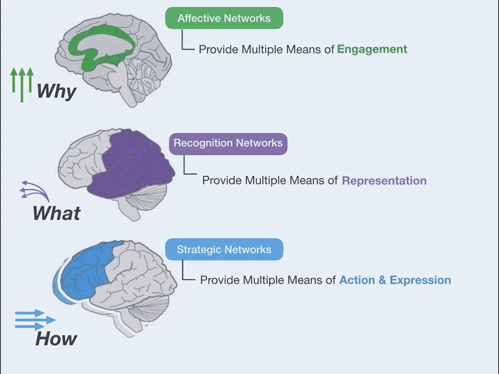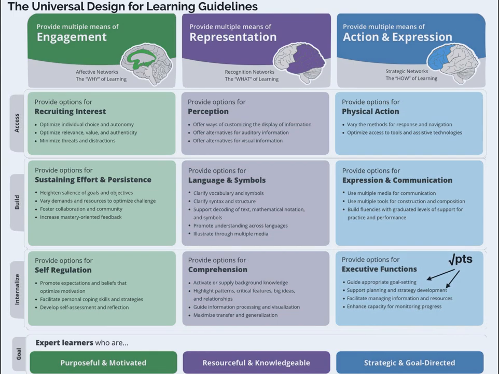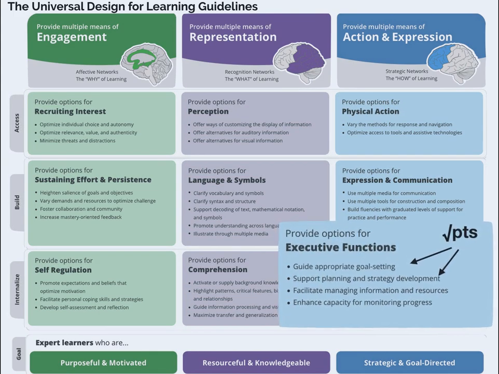The UDL guidelines are a tool for use in the implementation of the Universal Design for Learning. They offer a blueprint for putting the UDL framework into practice. The guidelines are organized vertically according to the three principles: multiple means of engagement, multiple means of representation, and multiple means of action and expression. Each principle contains guidelines and checkpoints that offer more detailed information about the principle.